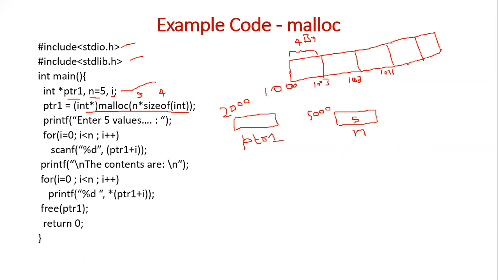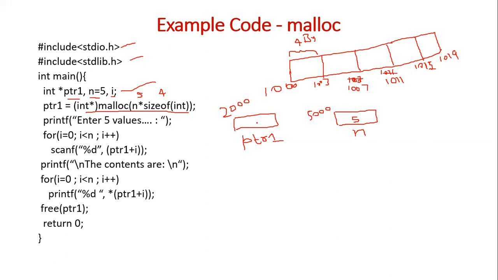Okay. Next will be 1012, 1013, 1014, up to 1015. Next will be 1016, 1017, 1018, 1019. Okay. So like that, the memory is allocated. Right. So this is 1015. This is 1003. This is 1007. This is 1007. This is 1011. So this is 1015. Okay. So this is how the memory is allocated, right?